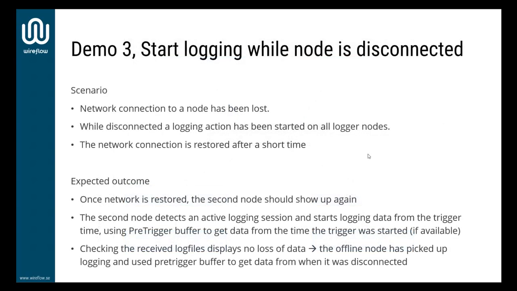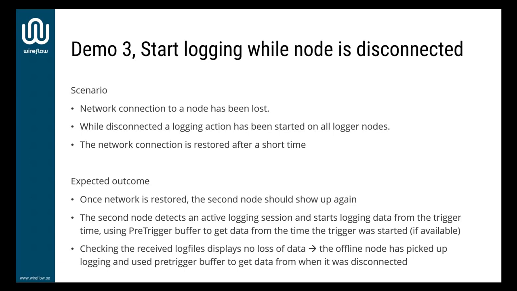In this demonstration, we will start logging while a node is disconnected. The scenario is that we have two systems, and one of the network cables is disconnected, so the connection to a node is lost. While we're disconnected, a logging action is started and it should actually be logging data over all logger nodes. After a while, the network connection is restored, and now we're going to see what happens and demonstrate the usage of the pre-trigger buffer in the logger nodes.